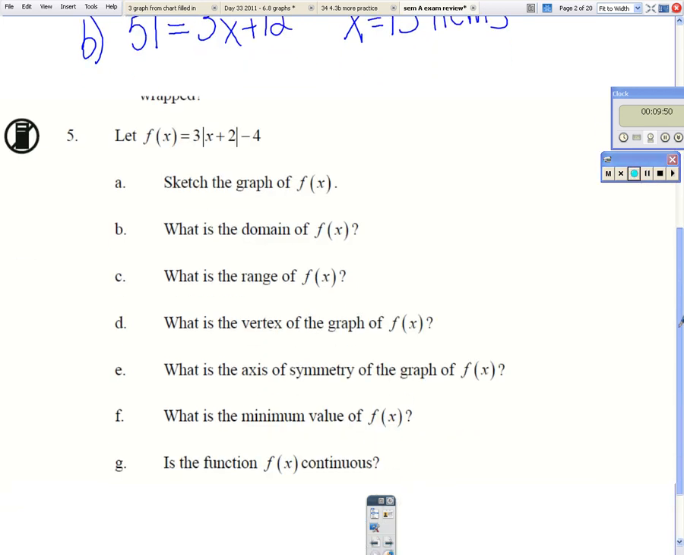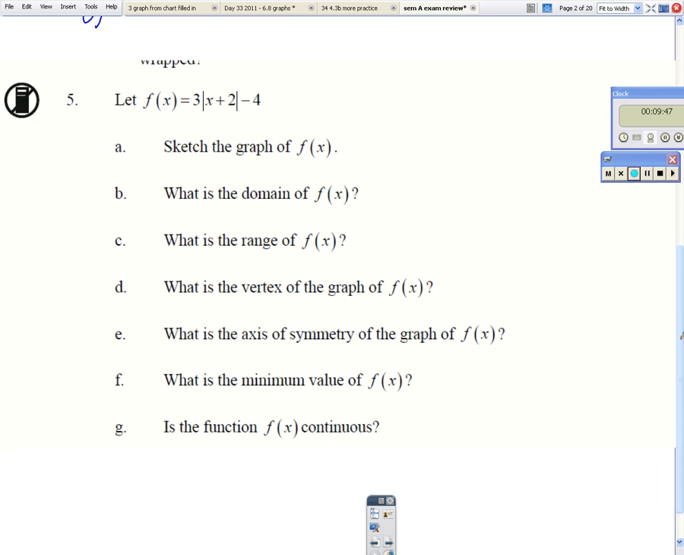Okay, so now we have an absolute value equation. The vertex is at -2, -4. So when I sketch my graph, that's going to be my starting point. And it has a stretch of 3 in the front, so that really means I have to go up 3 and over 1 to get my next point on both sides. And I get a sketch of my v, of the absolute value.